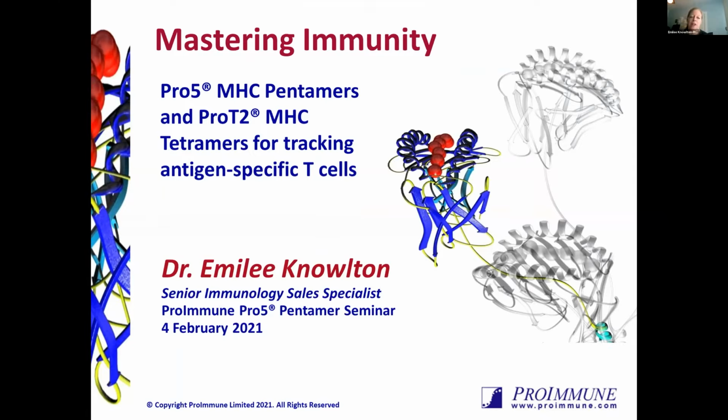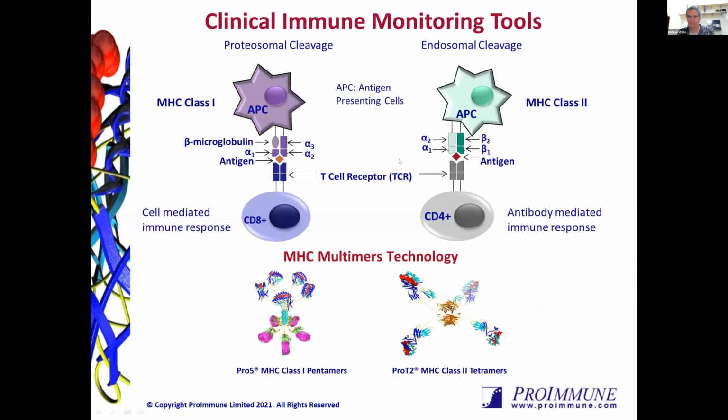So I'm going to be providing some examples of how the Pentamers have been used both preclinically and in clinical trials, demonstrating some of their many applications. And then I'm also going to be discussing our class 2 tetramers towards the end of the talk. So one of the major ways to assess the efficacy of vaccines and immunotherapies is to characterize and monitor antigen-specific T cell responses following that vaccination or treatment.